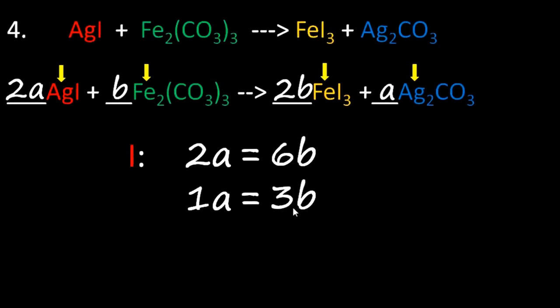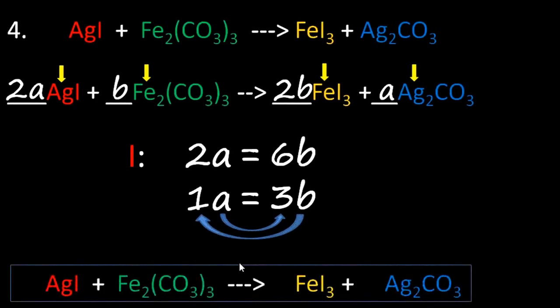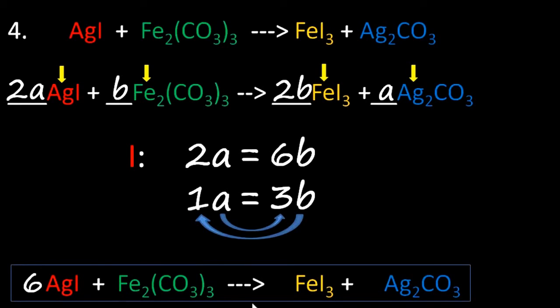And from this equation, we have A is equal to 3 and B is equal to 1. And substituting the values, we have 2 times 3 is equal to 6. Since B is equal to 1, we don't have to write anything here. Then we write 2 times 1 is 2, then A is 3, and the chemical equation is balanced. That's it.